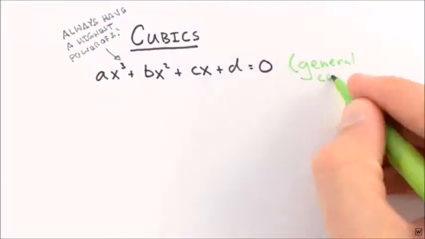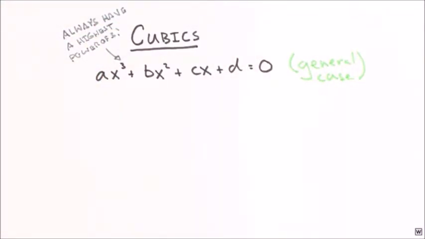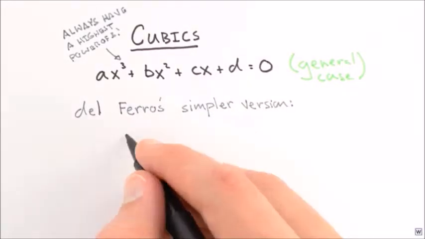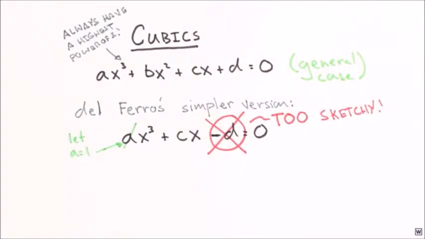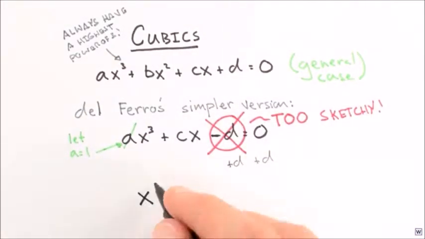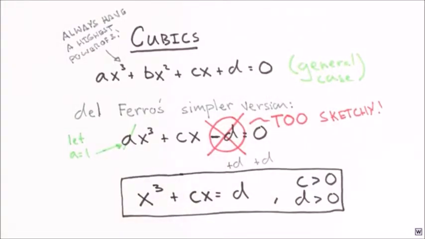The general case is pretty tough, so Del Ferro first considered the case where the x squared term is missing and the last term is negative. In the 16th century, negative terms were way too sketchy to write, so Del Ferro wrote his cubic as x cubed plus cx is equal to d, and required c and d to be positive. Now that we have our equation set up, the game here is to get x by itself on one side, and all the constants on the other side.